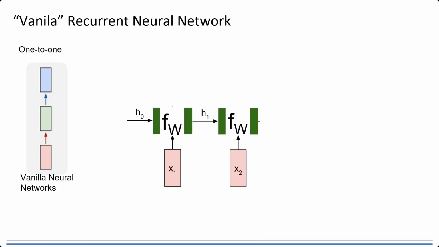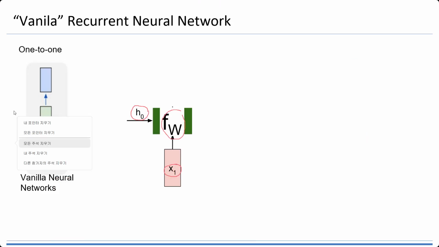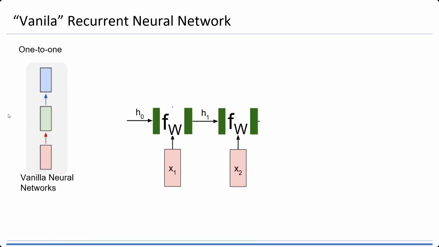In overview, we can see the initial hidden state. After we have the function, this function is the function to combine the initial hidden state with the x1. After we have the result calculation, we will have the h1, and h1 will be the input for the next formula, for the next calculation.